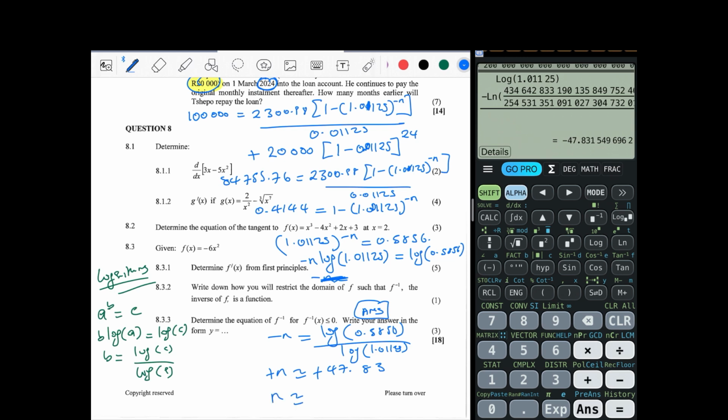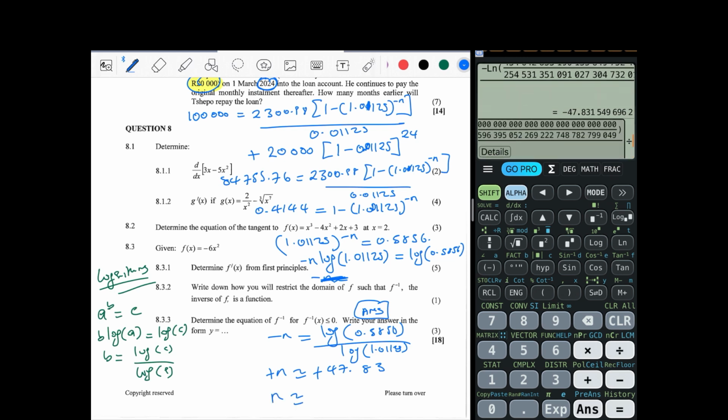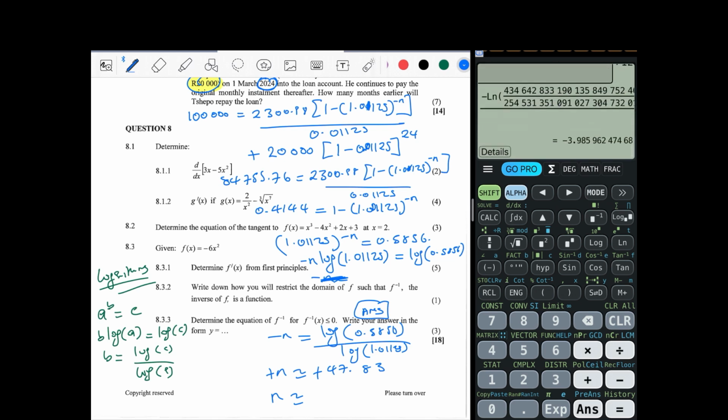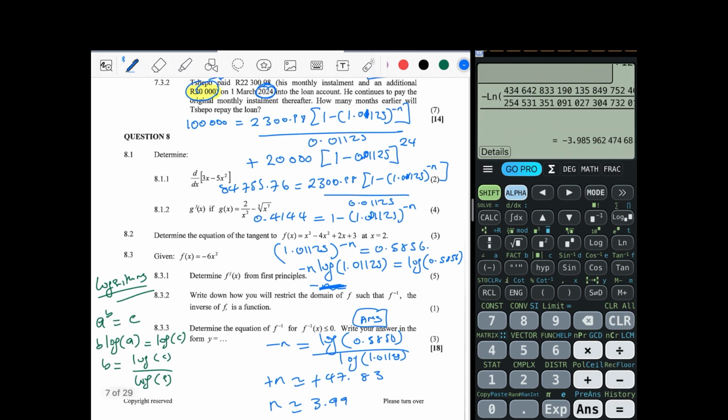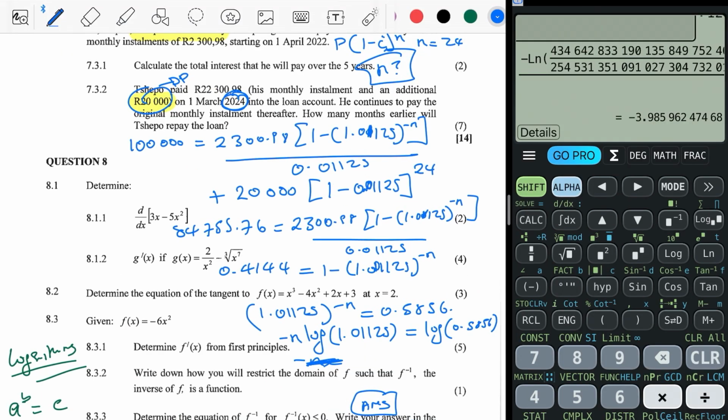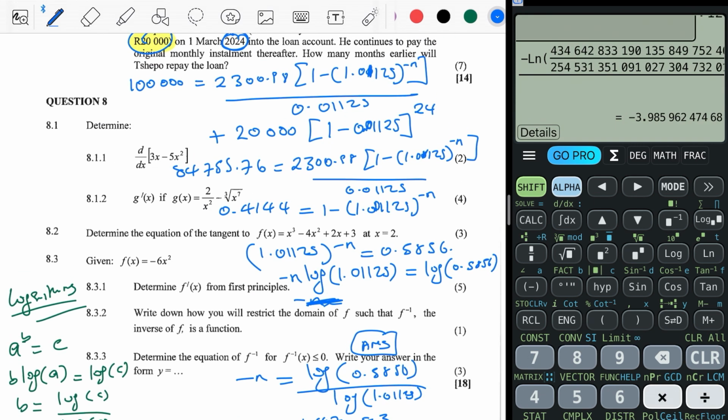Remember, this is months, but in years, you're gonna just divide by 12, because now you're looking in years. So in years it is approximately 3.99. So it's almost 4 years. It would take him almost 4 years if he put 20,000 in after 2 years. Essentially, instead of paying the loan for 5 years, he has reduced it and paid the loan for 4 years.